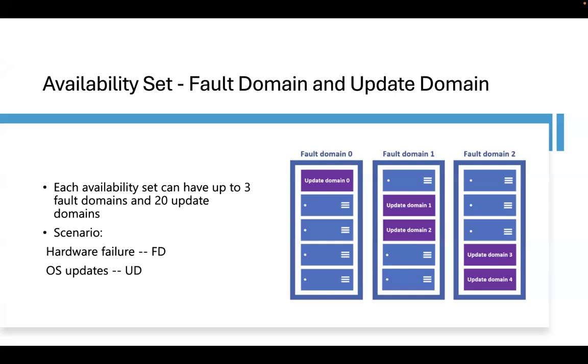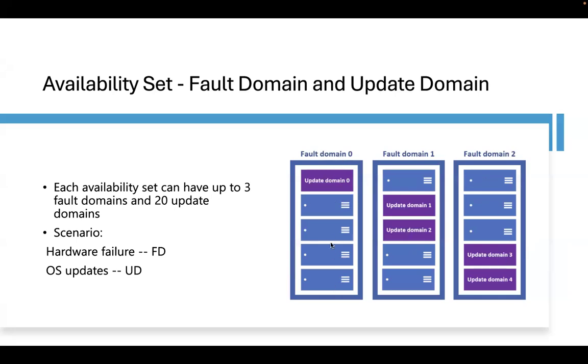And there will be 20 racks like this. Those all together are called a single cluster. When I deploy this availability set, they all come and sit in a single cluster. It can sit in any of those 20 racks, but it will choose only three racks. Each availability set can have up to three fault domains and 20 update domains. So each rack, take it as a fault domain.